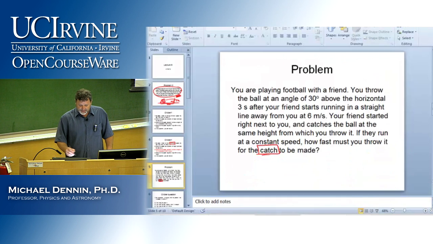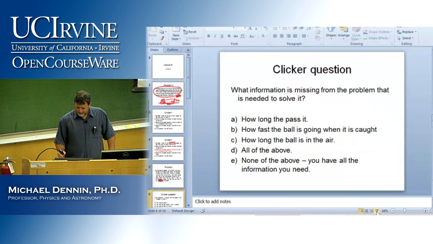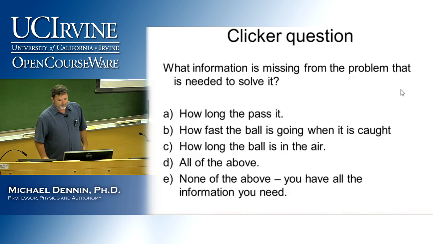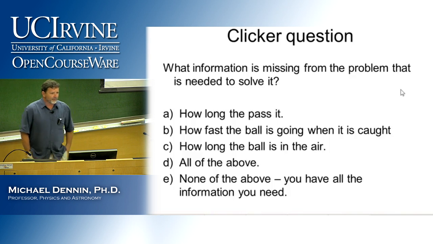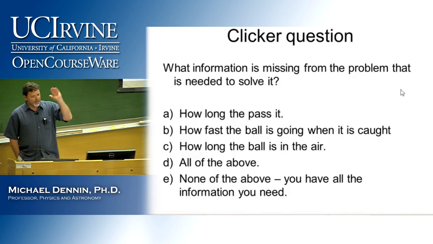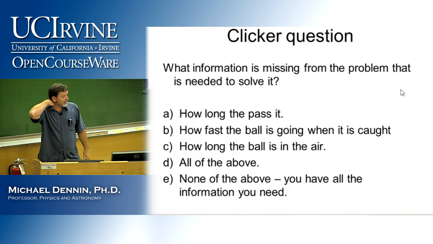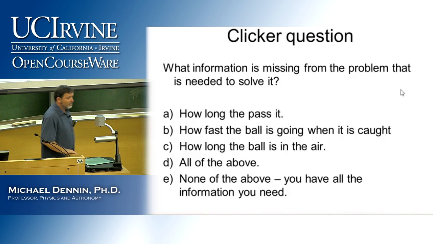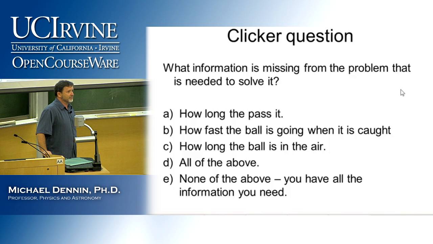So, having said all of that, let me ask you this clicker question. I forgot I had this clicker question. I think I just made it easy for you. What information is missing from the problem that is needed to solve it? How far the pass is, how long it is, how fast the ball is going when it's caught, how long the ball is in the air, all of the above, or none of the above. The problem gave you all the information you need. If you forgot the answer because I wrote it down, and your neighbor remembers, you might want to check with them.